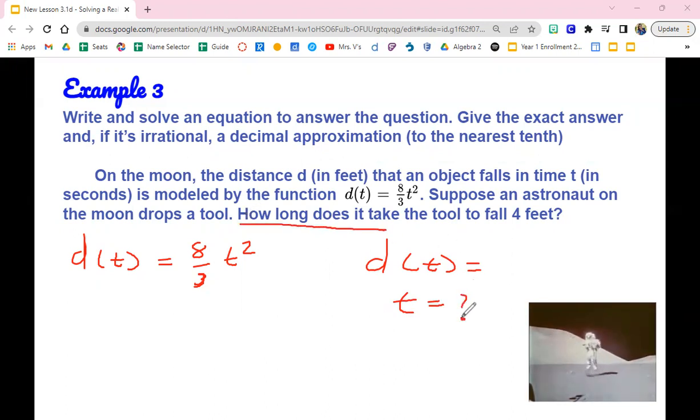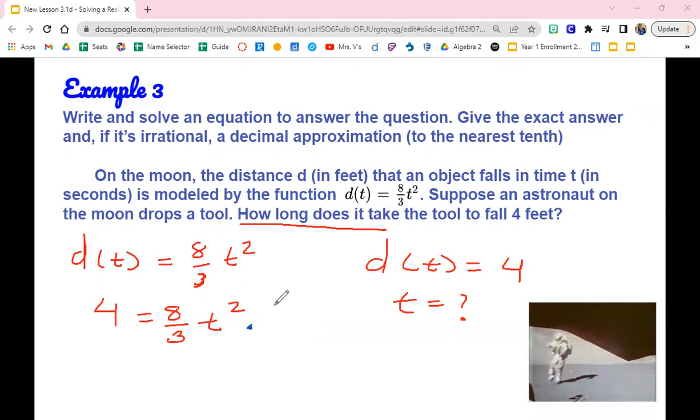Time. We still don't know what the time is in this case. Now, do we have a height that this tool is being dropped from? 4 feet. So we're going to make this equation equal to 4. So 4 equals 8/3 t squared. So let's continue with that square root method. Now, notice here that my coefficient is 8/3. We can solve this by doing the inverse operations. It's multiplying 8 and dividing by 3. So we can either multiply by 3 and then divide by 8, or multiply by the reciprocal. Either way would be the same procedure.